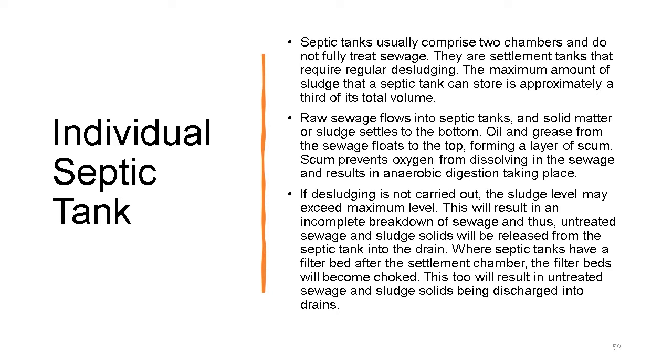Septic tanks usually comprise 2 chambers and do not fully treat sewage. They are settlement tanks that require regular desludging. The maximum amount of sludge that a septic tank can store is approximately a third of its total volume. Raw sewage flows into the septic tank and solid matter or sludge settles at the bottom. Oil and grease from the sewage float to the top, forming a layer of scum. Scum prevents oxygen from dissolving in the sewage and results in anaerobic digestion taking place.